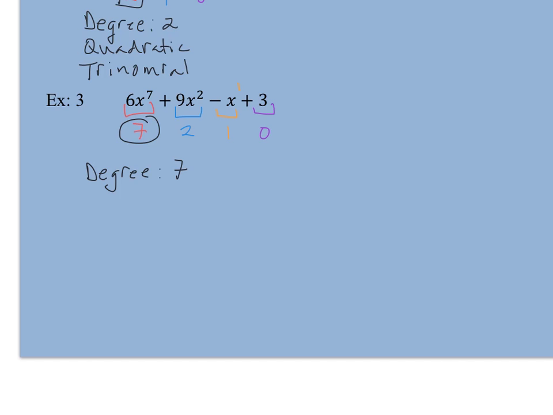So the degree of 7, it's considered a 7th degree polynomial. And based upon the number of terms, we've got 1, 2, 3, 4 terms. Based upon 4 terms, it is considered just a polynomial. And that does it for today.